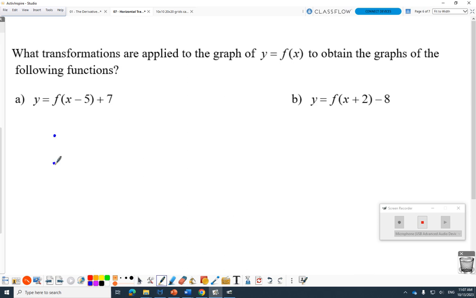There's 2 things happening. Palmer. He's all over it. He says right 5, up 7. The one inside, counterintuitive. The one outside, intuitive. Yeah? Left 2, down 8. Left 2, down 8.